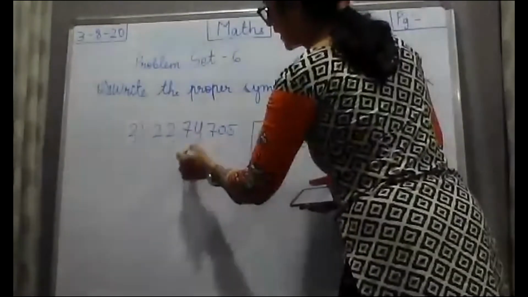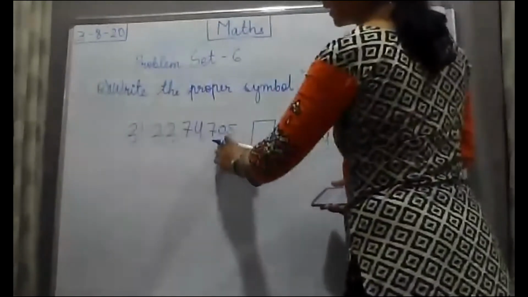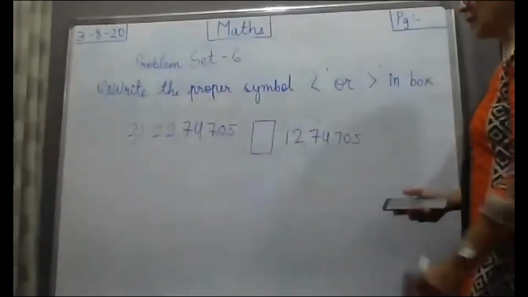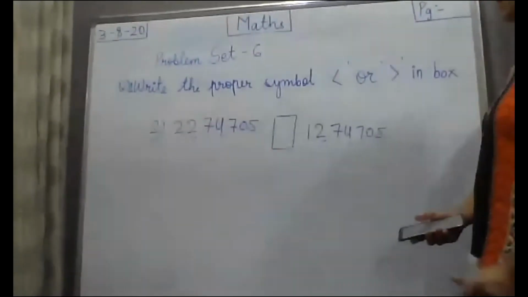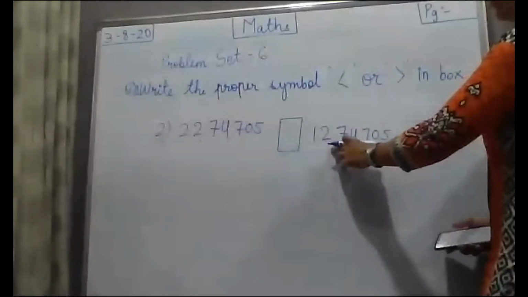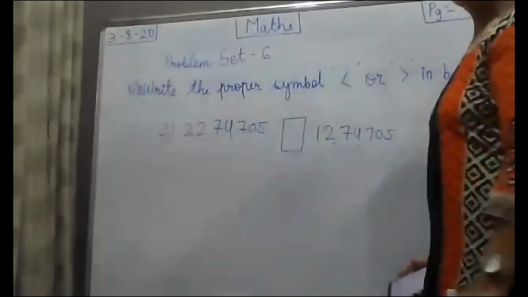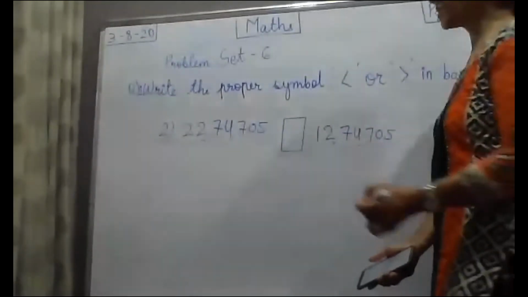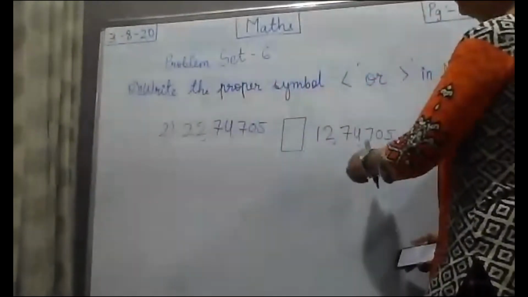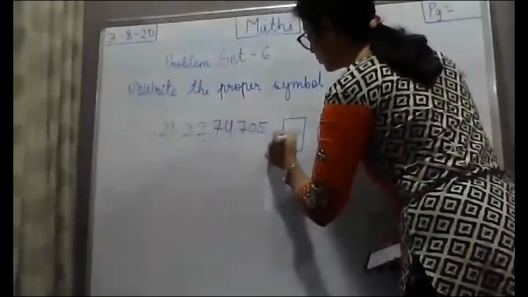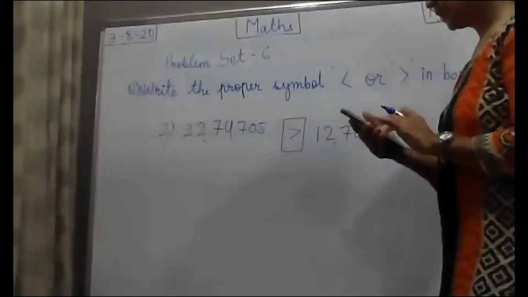Okay, once again I'll explain. See, 705, here also 705. It's the same in both numbers. Here it is 74,000 and here also 74,000. But the difference is here 12 lakhs and this one is 22 lakhs. So which number is greater? Yes, of course, 22 lakhs 74,000 is greater than 12 lakhs 74,000. So we have to use this symbol. Understood? Now the next one, the third one.